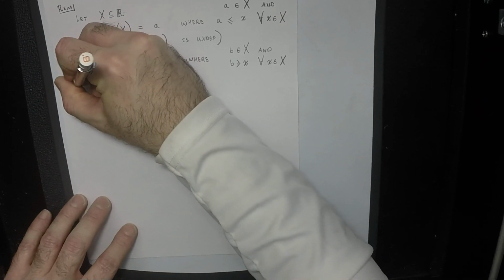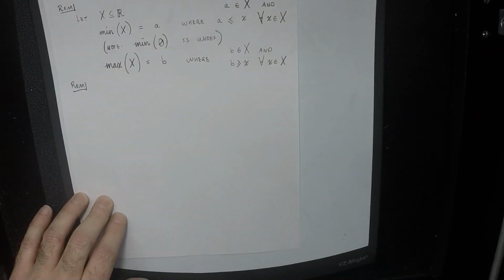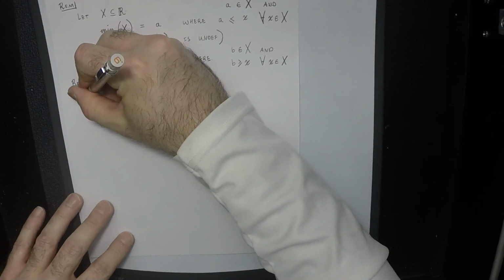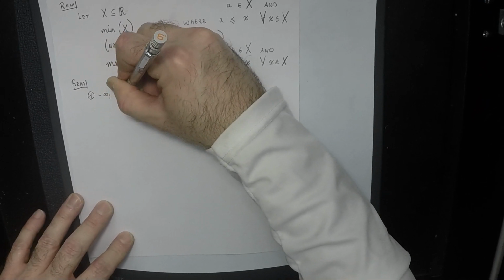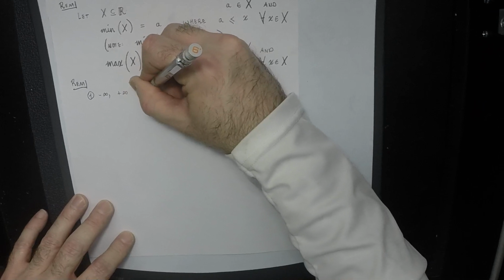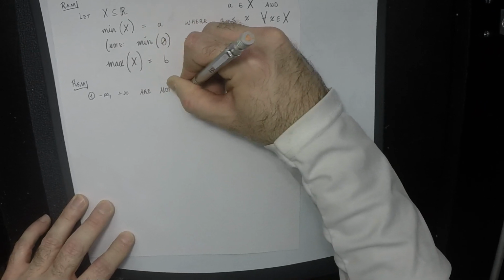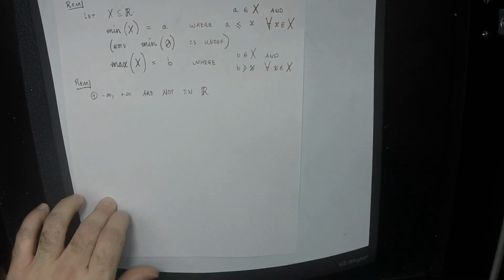Well, now I have a question. Is it the case that every subset of the reals has a min? No, right. So, as a remark, we'll extend slightly our definition of intervals. So in the first place, please recall that negative infinity and positive infinity are not real. They're not in the reals.